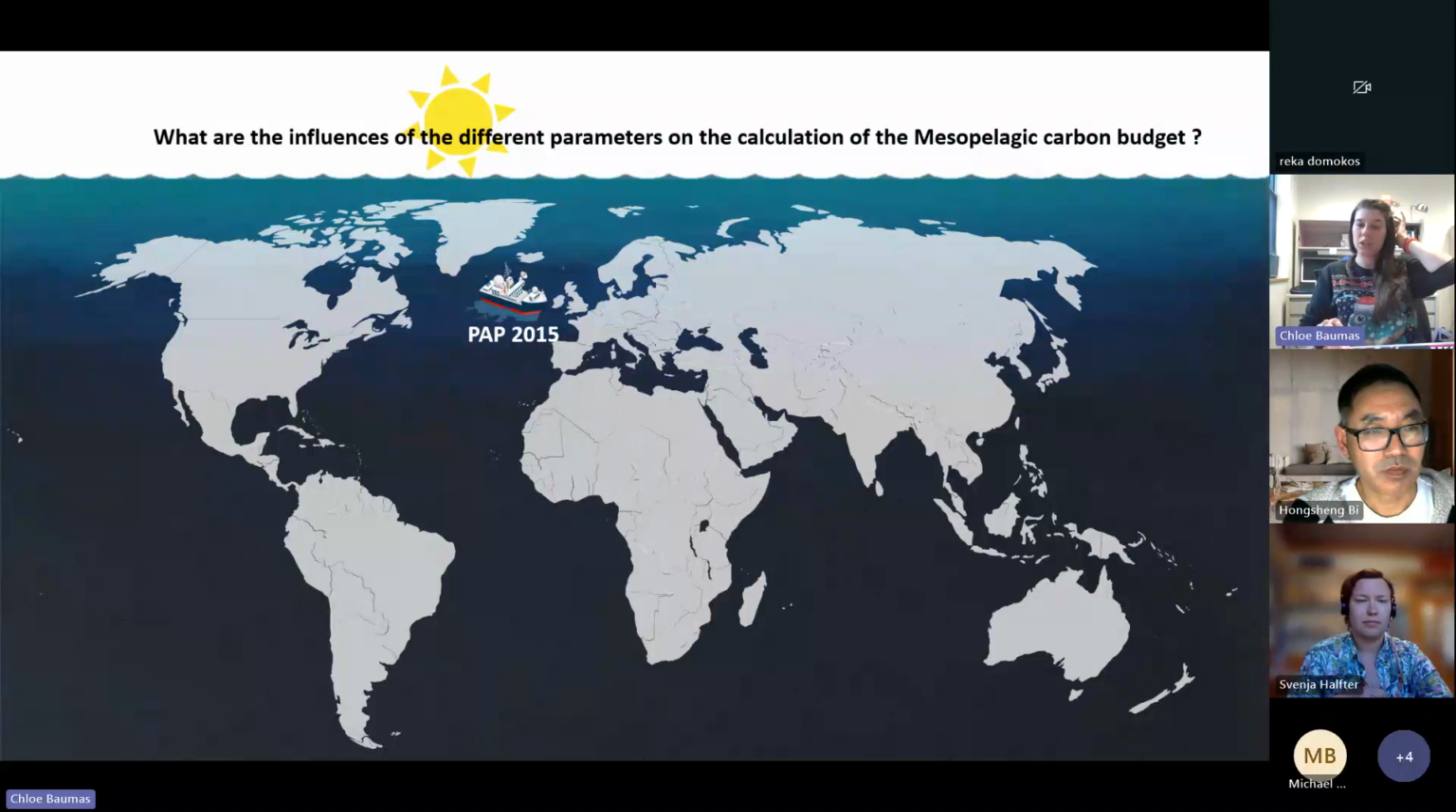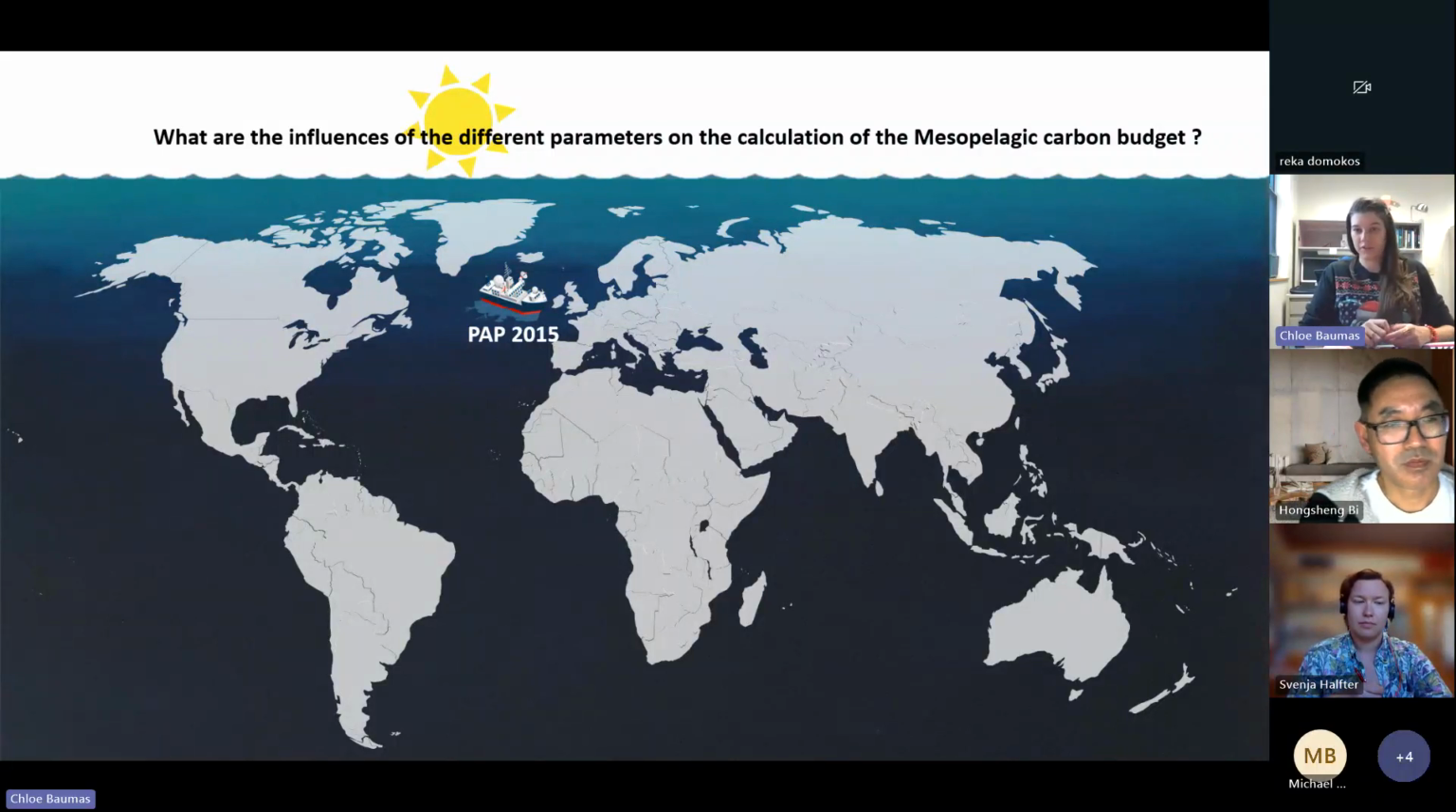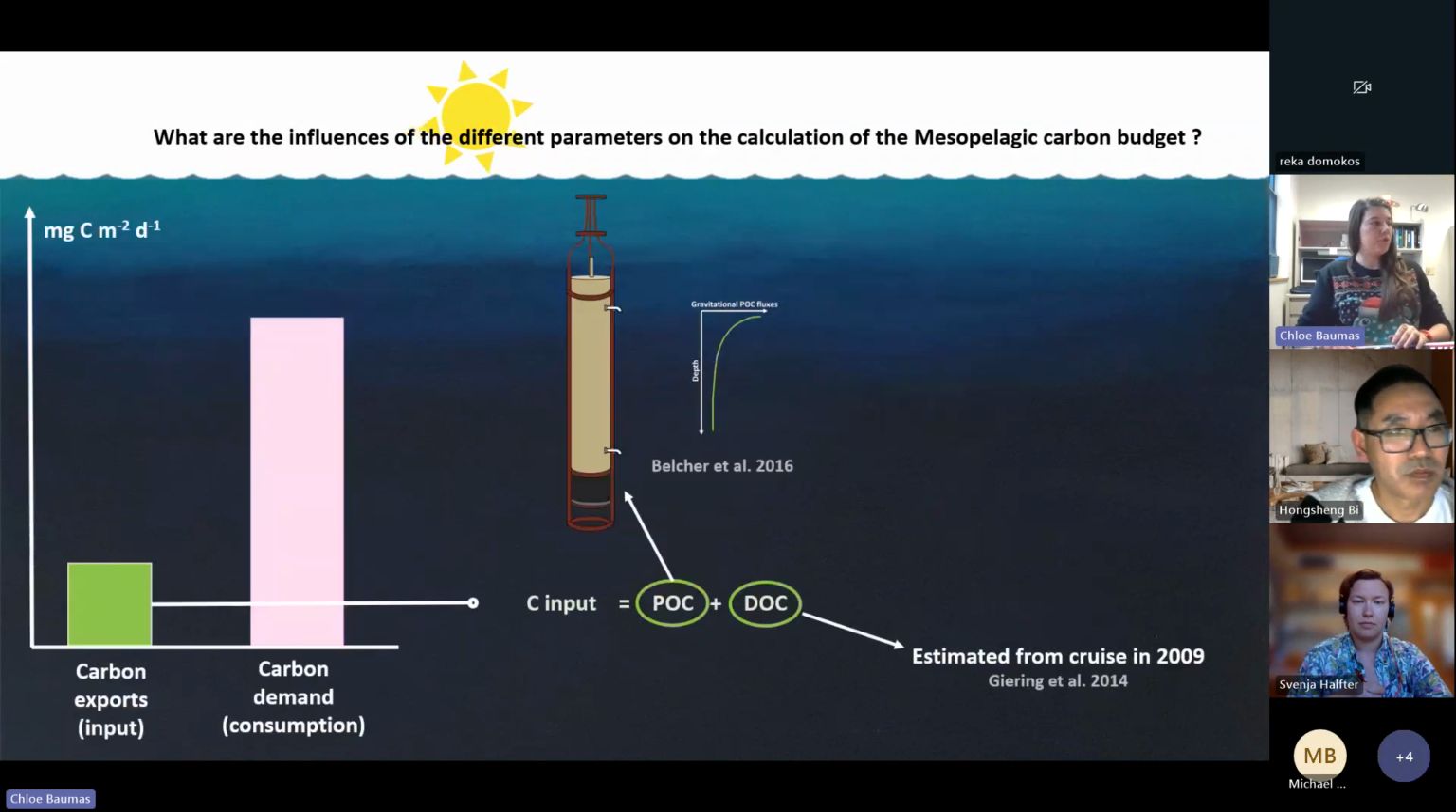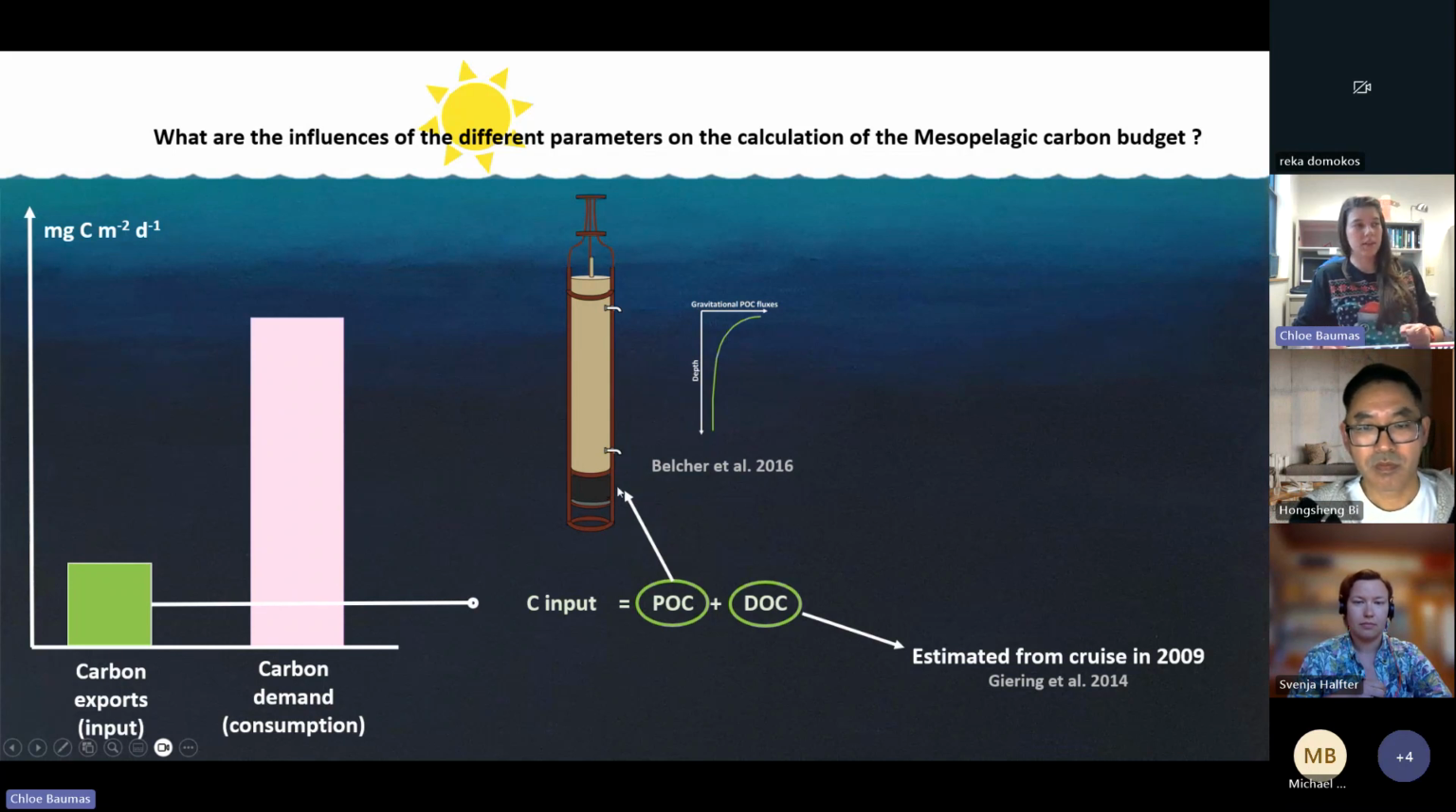So I used data from a cruise in PAPSite 2015. For the carbon input, in green here, which is in fact the sum of POC export and DOC export, I took the gravitational POC export calculated and measured by Becher et al. 2016 in the marine snowcatcher, and DOC estimated from a previous cruise in 2009.